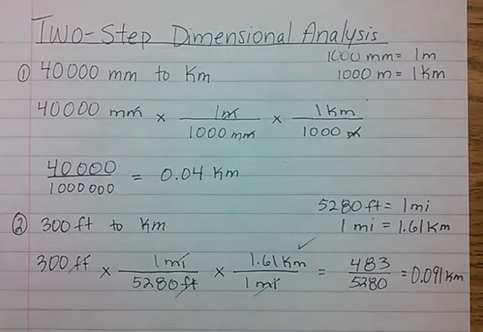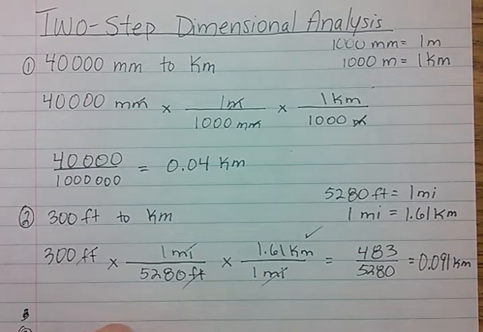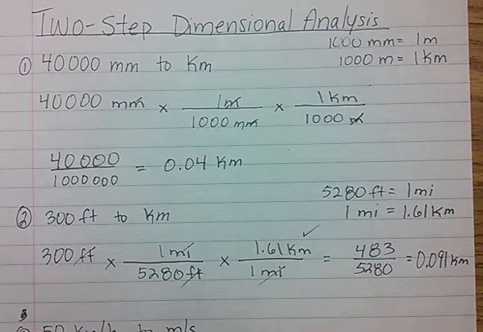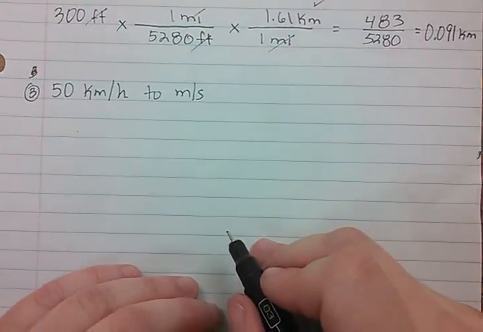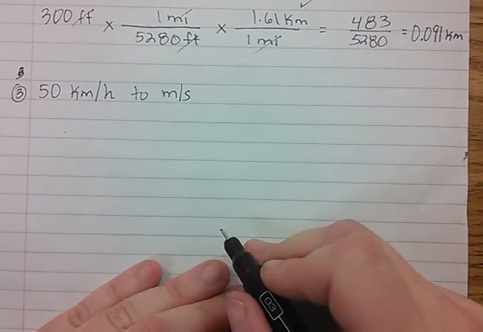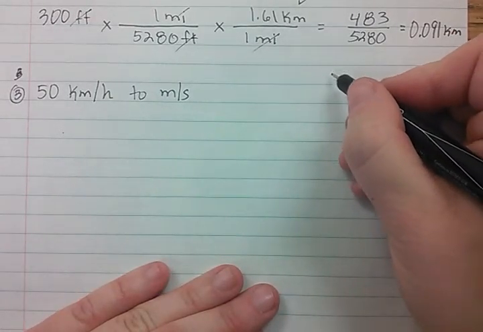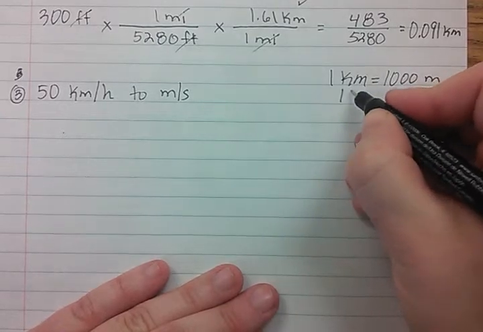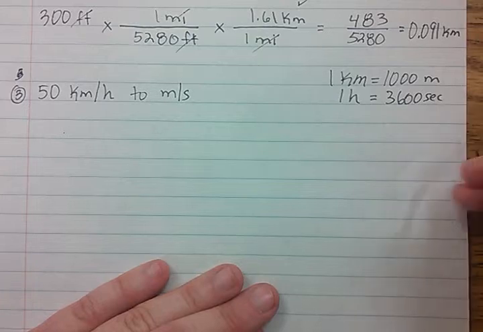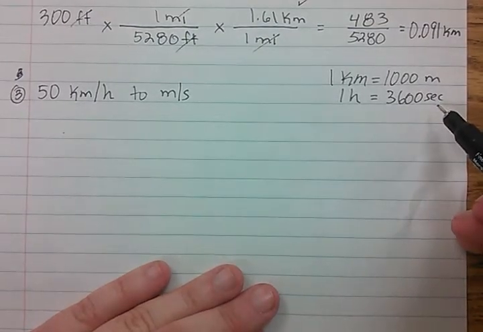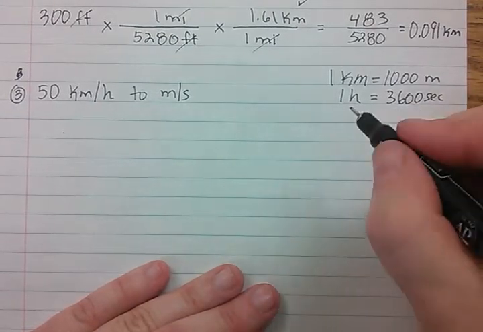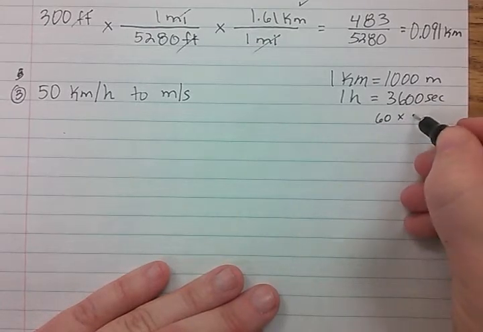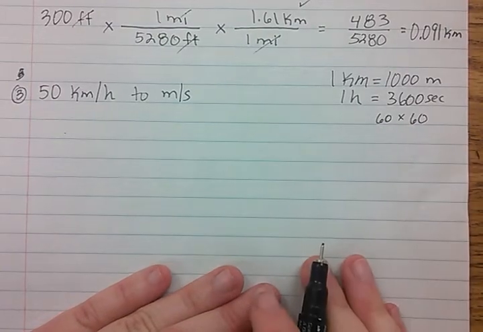Third problem is going to be a little bit trickier. So we're doing 50 kilometers per hour to meters per second. So first, 1 kilometer is going to equal 1,000 meters. And our second conversion factor is 1 hour equals 3,600 seconds. And I'm probably going to abbreviate that as S when I do the problem. Now, this 3,600 comes from there are 60 seconds in a minute and 60 minutes in an hour. 60 times 60 is 3,600.